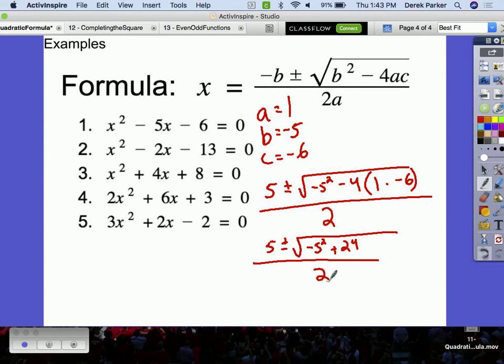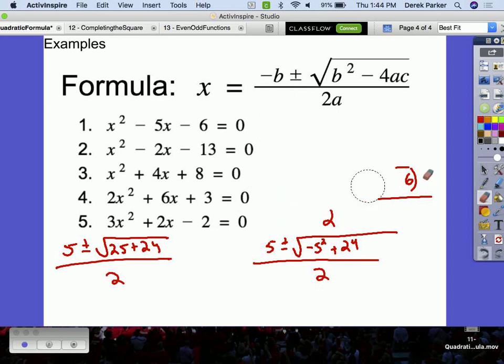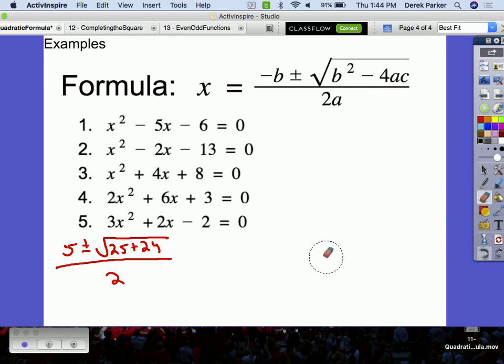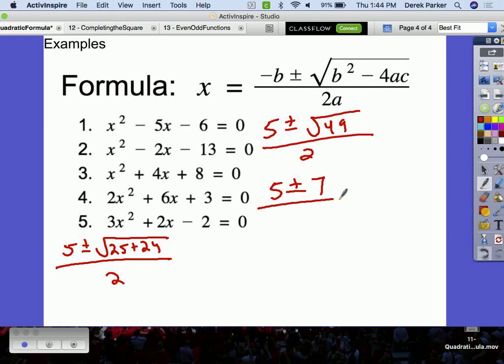-5 to the second power is going to be 25. And I get 5 plus or minus the square root of 25 plus 24, all of that divided by 2. I'm running out of room, so 25 plus 24 is 49, so I have 5 plus or minus the square root of 49 divided by 2. Square root of 49 is 7, so I have 5 plus or minus 7 divided by 2.